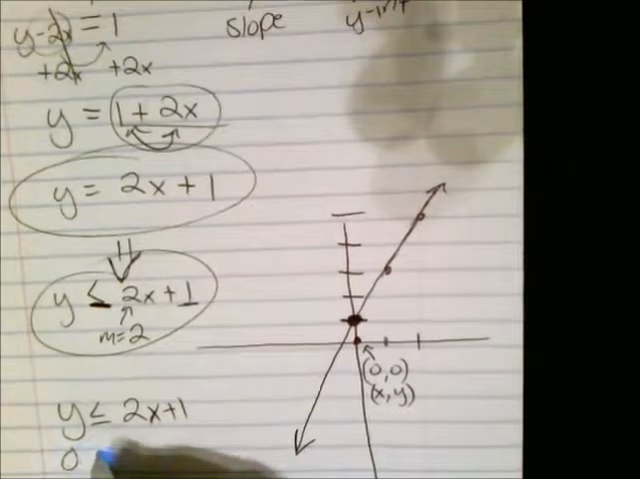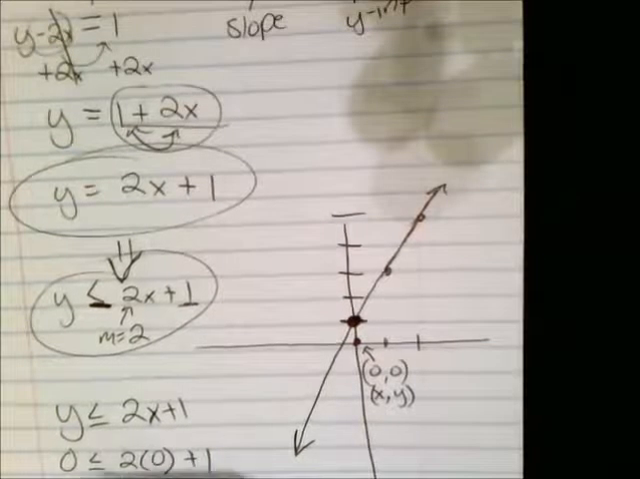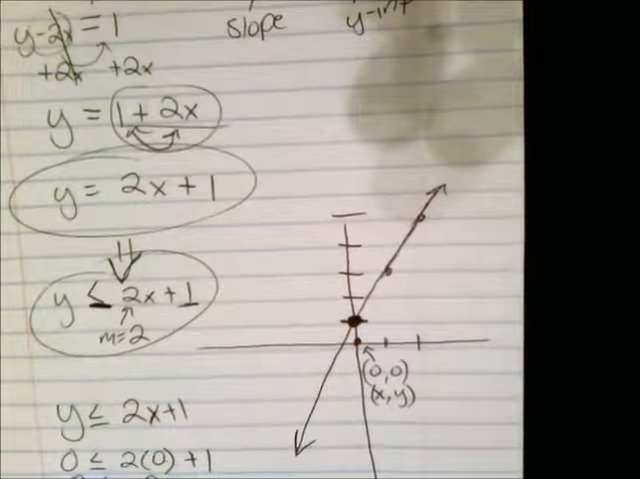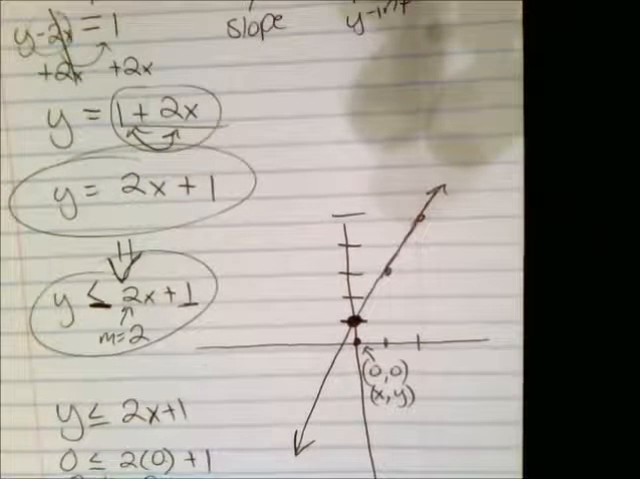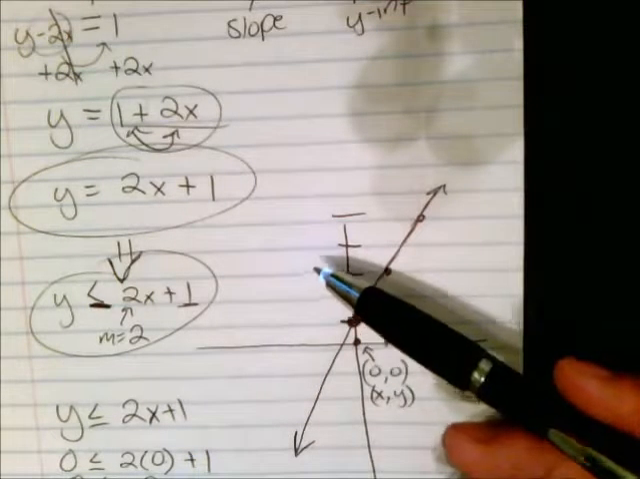So 0 is less than or equal to 2 times 0 plus 1. Now do the math. 2 times 0 is 0, plus 1. 0 is less than or equal to 1. Is 0 less than or equal to 1? It is, so you have one more step in all this.